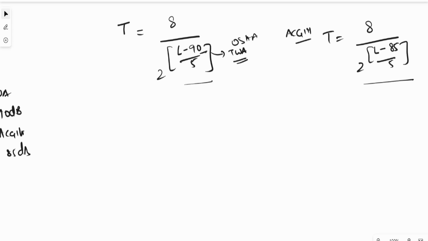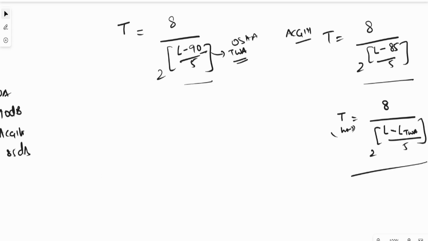So if you want to rewrite this formula again, you can write it as time in hours is equal to 8 divided by 2 to the power of (L minus L of TWA), where L is the cumulative noise level or the total noise level there. So this will erase your confusion. Okay, so let's input our values. The value we got here is 103 dB, right?